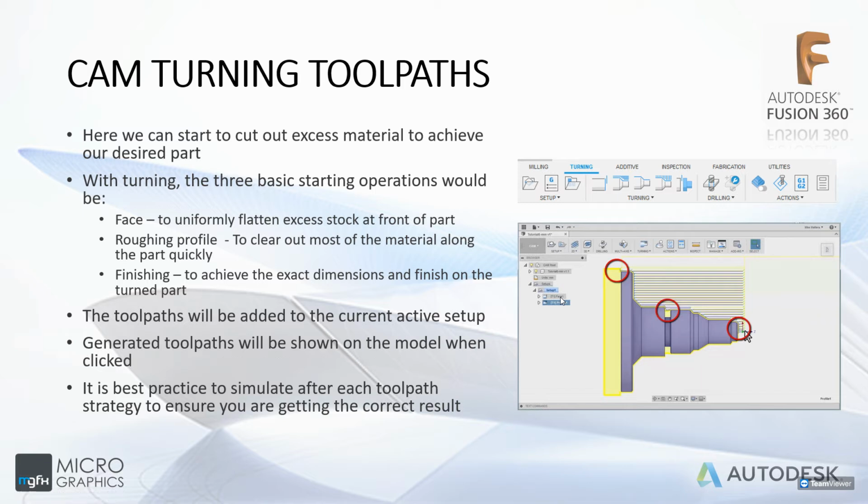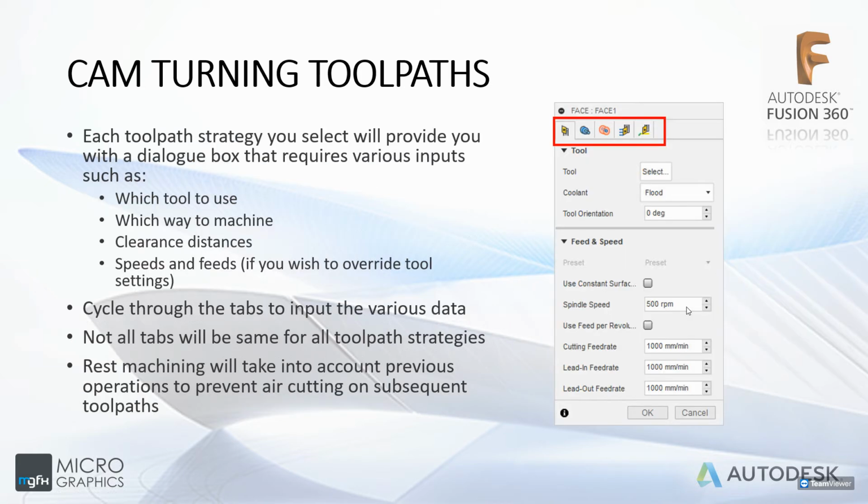Okay. It is best practice to simulate after each toolpath just to ensure that you're getting the correct result. So we want to look at what the tool is doing, where it is going. Remember, the simulation environment also has a collision avoidance and speed analysis tool where you can look at what it's doing, what position it is at any given time during the toolpath.